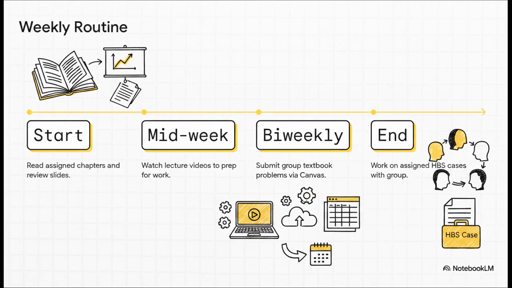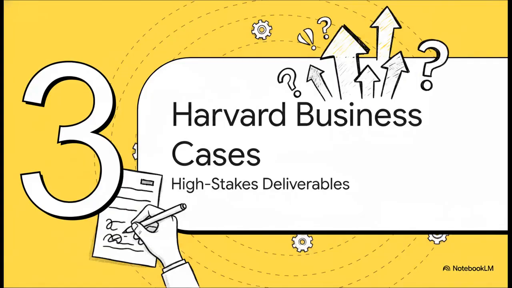Now listen to me very closely here. While some early course graphics might say bi-weekly, you actually must submit chapter homework every single week. You absolutely must refer to the ACCT 503 Summer 2026.xlsx schedule file on Canvas to stay on track. Don't just guess, check that Excel file. And finally, point 4, at the end of the week, you'll work on your assigned Harvard Business School cases with your group. That brings us to Section 3, Tackling Harvard Business Cases.